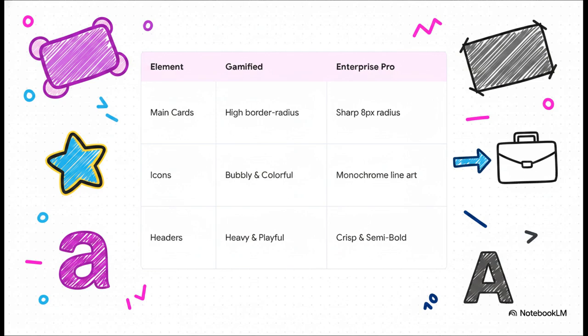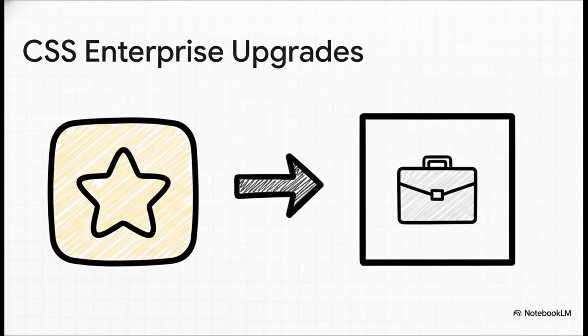So they did a massive styling audit to completely transition from that gamified look to a hardened Enterprise Pro interface. The transformation is honestly phenomenal. And get this, they achieved it entirely through precise CSS fixes. No total rebuilds. They dropped the border radius on their dashboard cards down to a sharp, crisp 8 pixels.